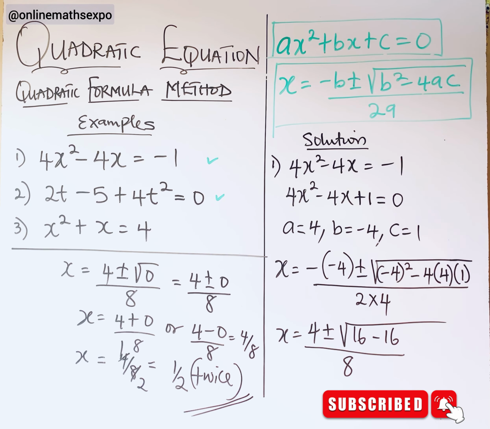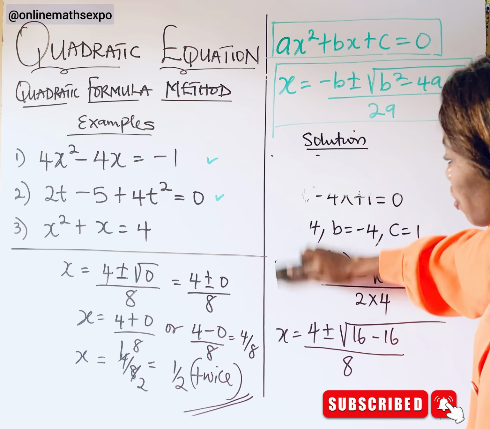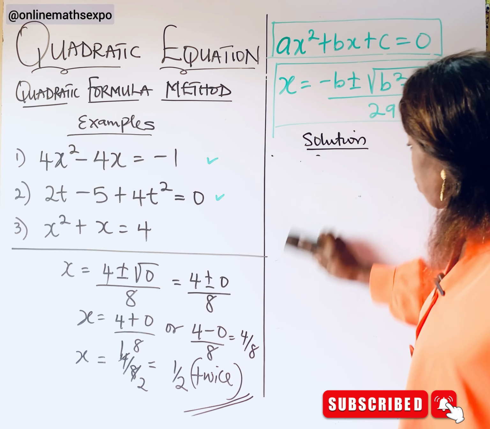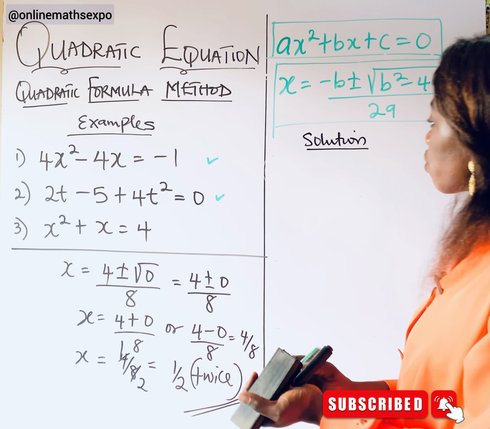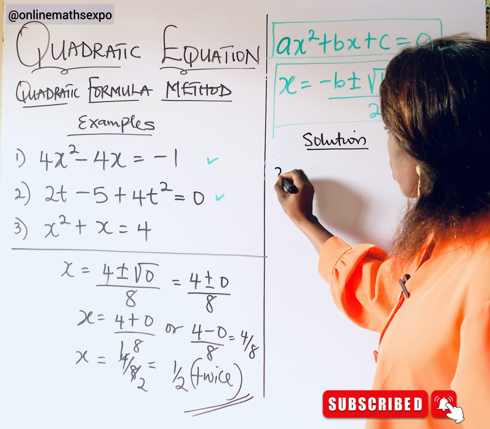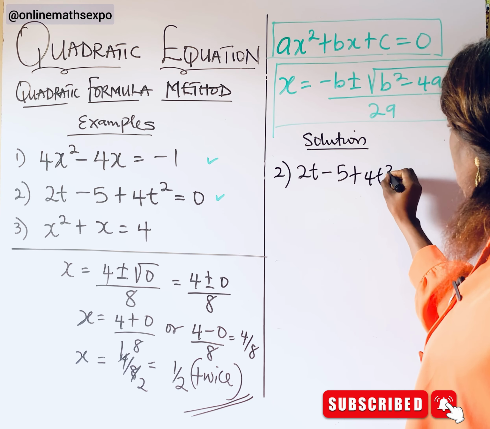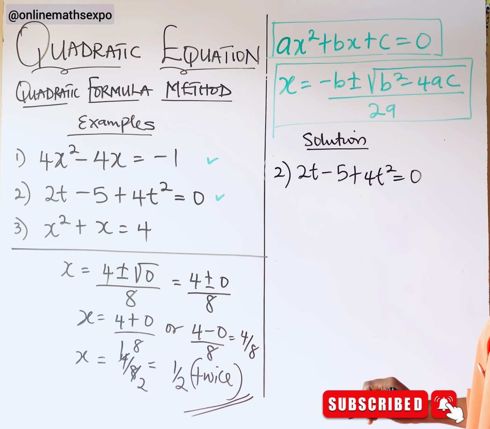Now let's quickly look at the second example. This second one is somehow tricky, but we're going to simplify it. So what do we have there? What we have there is 2t minus 5 plus 4t squared is equal to 0.